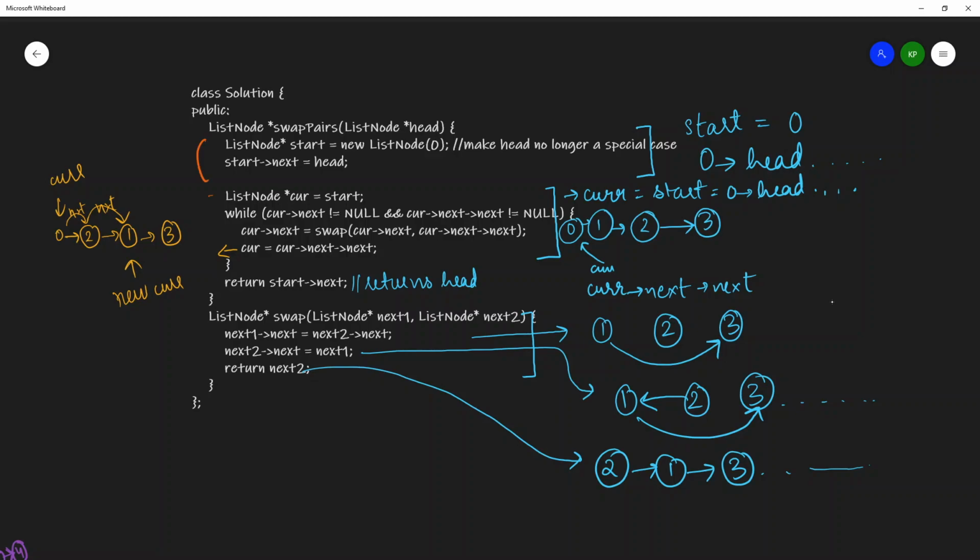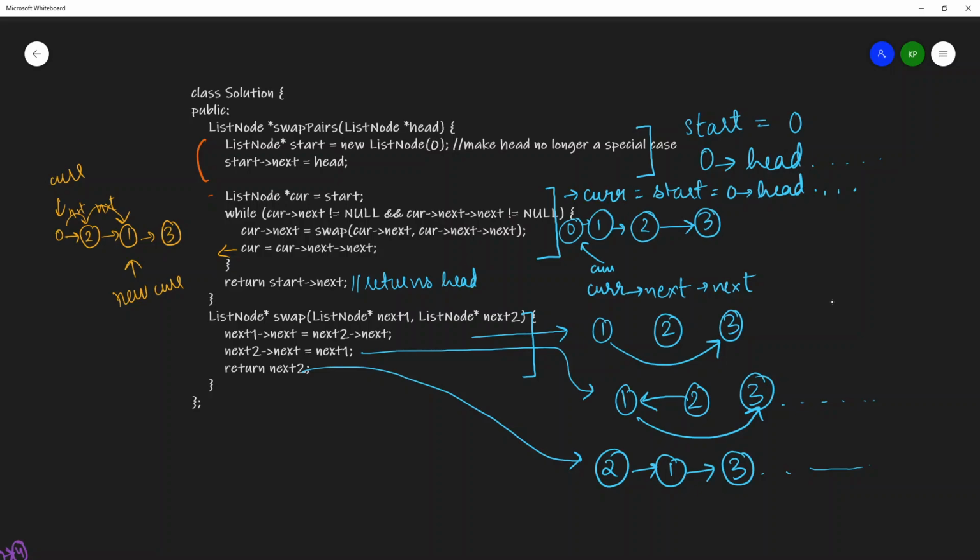Now comes the next part, that is this particular portion. In this portion, what we are doing is traversing our whole linked list. How are we traversing it? We are keeping a check that current's next is not equal to null, and current's next's next is also not equal to null. In that case, we are doing 2 steps. First step is that for our present current node, we need to link its next. Basically here the linking portion comes up.